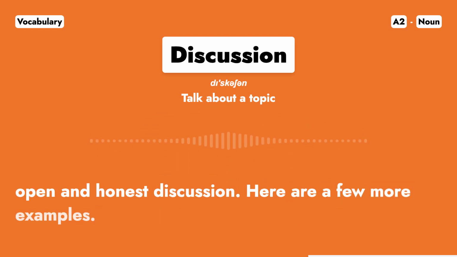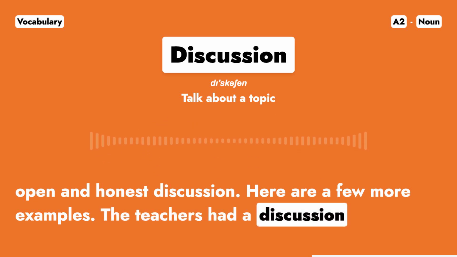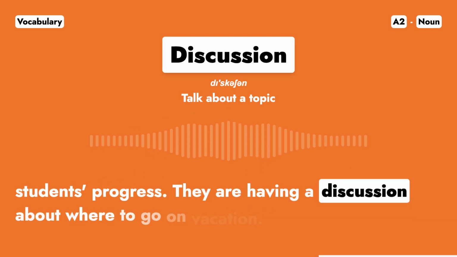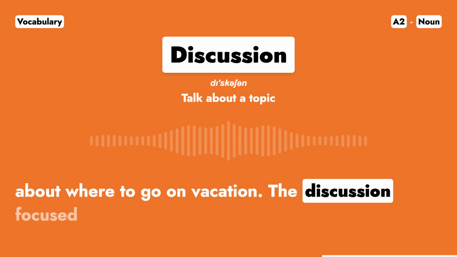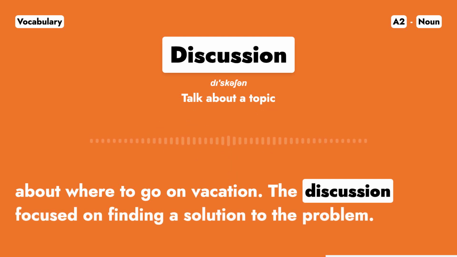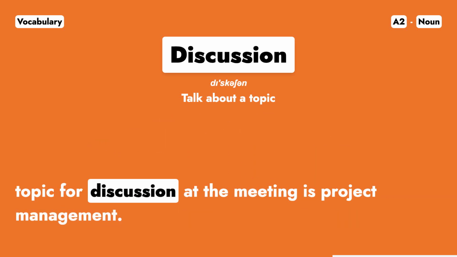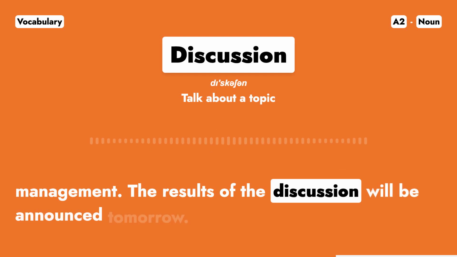Here are a few more examples. The teachers had a discussion about the students' progress. They are having a discussion about where to go on vacation. The discussion focused on finding a solution to the problem. The topic for discussion at the meeting is project management. The results of the discussion will be announced tomorrow.